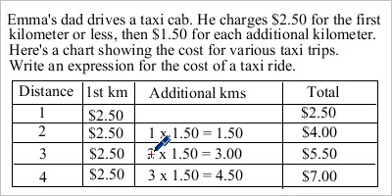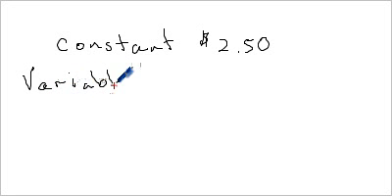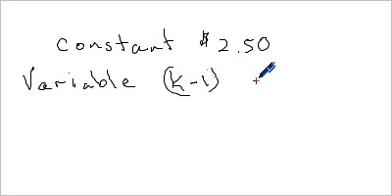So our variable, if we can write that down, if you take the distance you travel, the kilometers you go, and you subtract 1, you would multiply that total by $1.50 to get the total additional charges. So let's take those two values and put them into some kind of an expression.